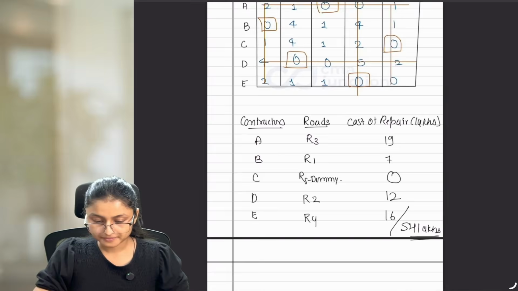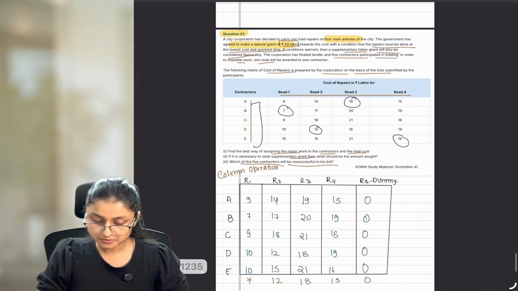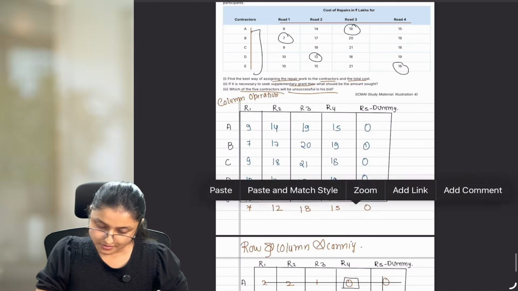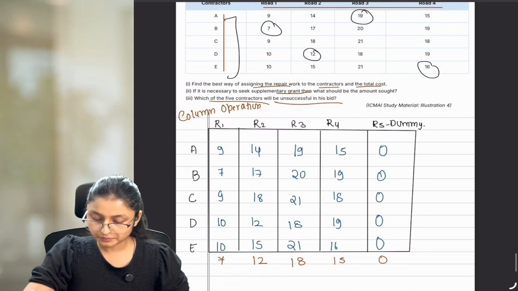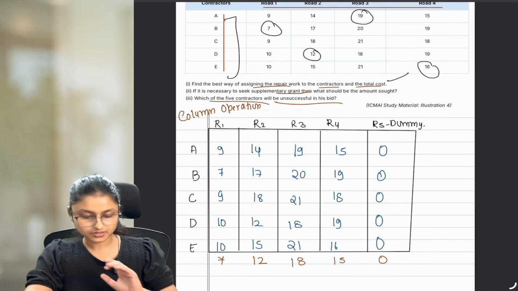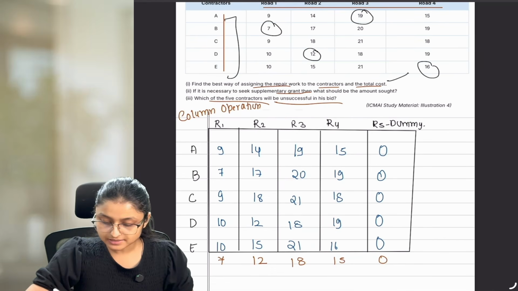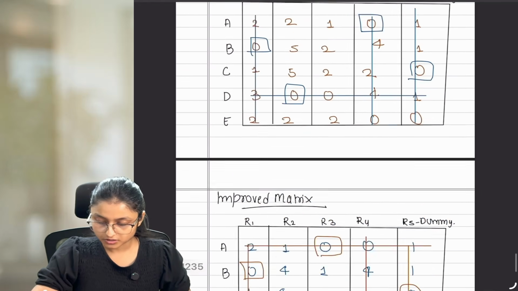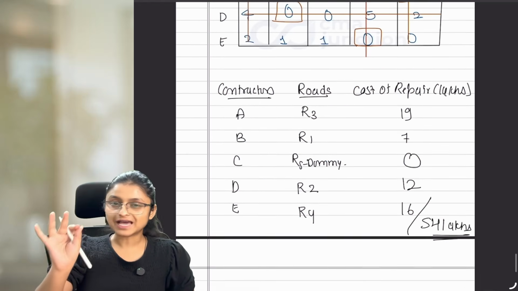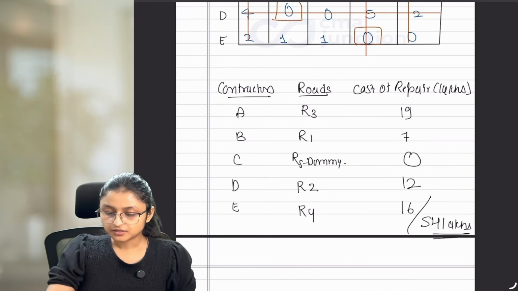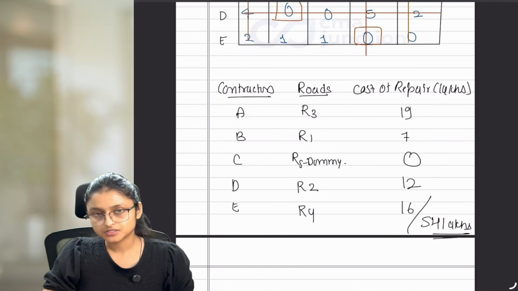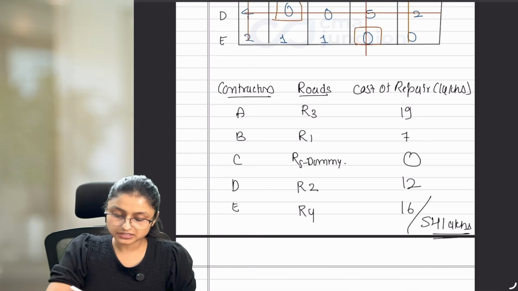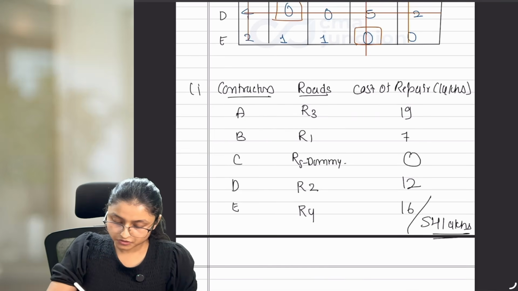Okay? Now, after this, let's see what the question was asking us. Find the best way of assigning the repair work to the contractor and the total cost. That too we found out. If it is necessary to seek supplementary grant, then what should be the amount sought? So if you notice, we are getting 50 lakh rupees as the grant, but we need 54 lakhs minimum. So what is the supplementary grant we will ask for? This is your first answer.